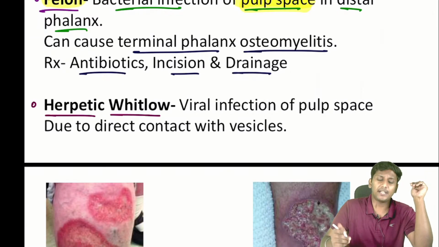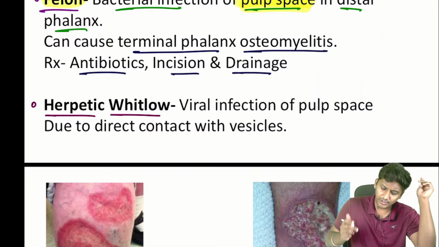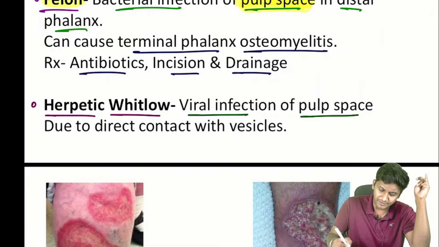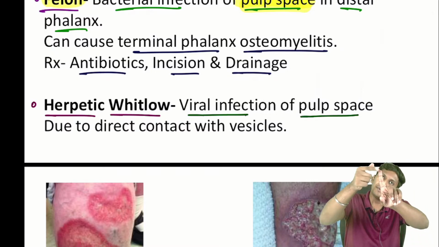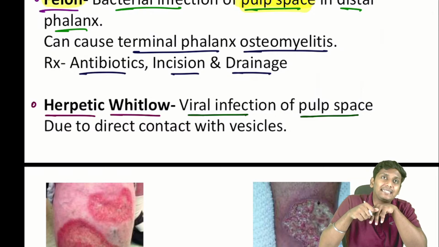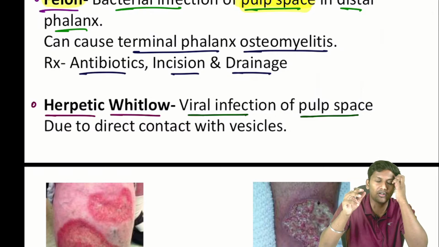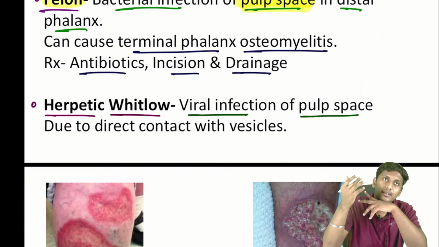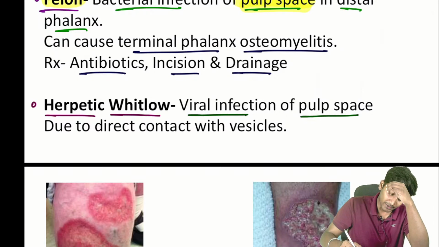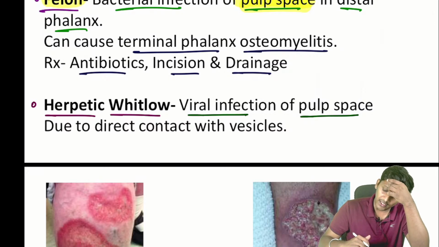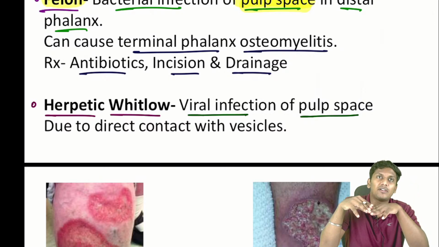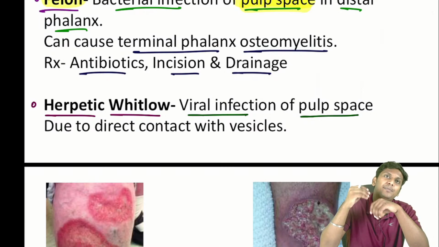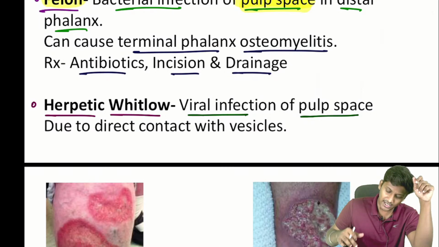Herpetic whitlow. What is herpetic whitlow, children? Herpetic whitlow is nothing but a viral infection of the pulp space of a finger. Yes, it is an infection of the pulp space, but it is not bacterial now. It is a viral infection. So you have to remember that if there is infection of the pulp space of a finger, which is viral in nature, that is what is called herpetic whitlow. In herpetic whitlow, the presence of pus will not be very common. Rather, there will be presence of painful vesicles.